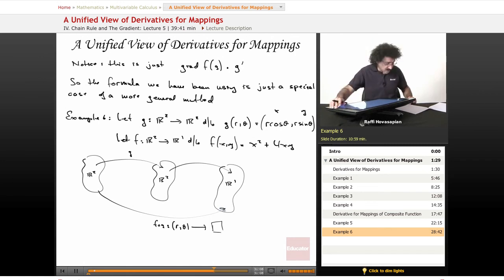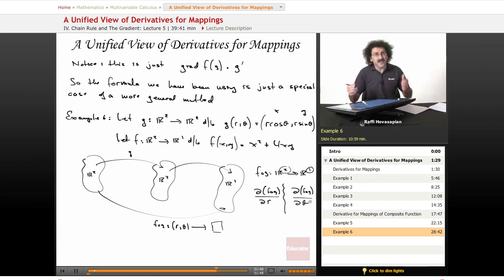Okay, let's just run through the mathematics here. So basically what we're going to have at the end, notice, R2 to R2, R2 to R1. So f of G is a mapping from R2 to R1. So let's write that down. F of G is a mapping from R2 to R1. So what we're going to end up having is a 1 by 2 matrix. And so we're going to have df of G dr, one partial derivative, and the other is going to be df of G d theta. That's what we're going to end up with at the end.